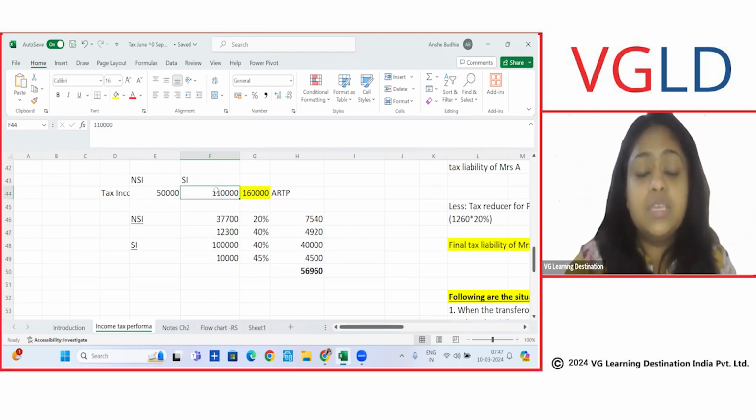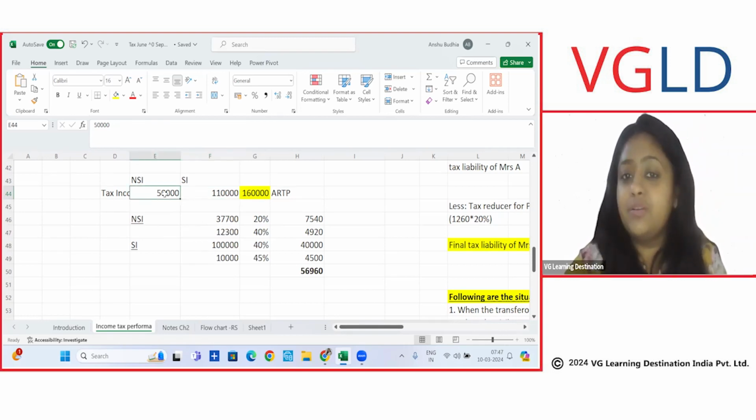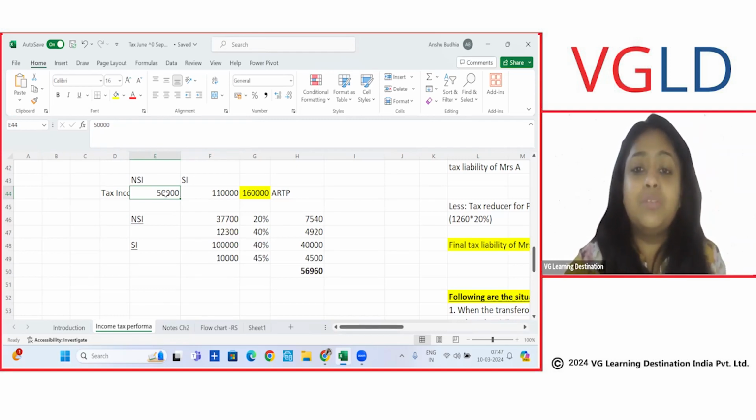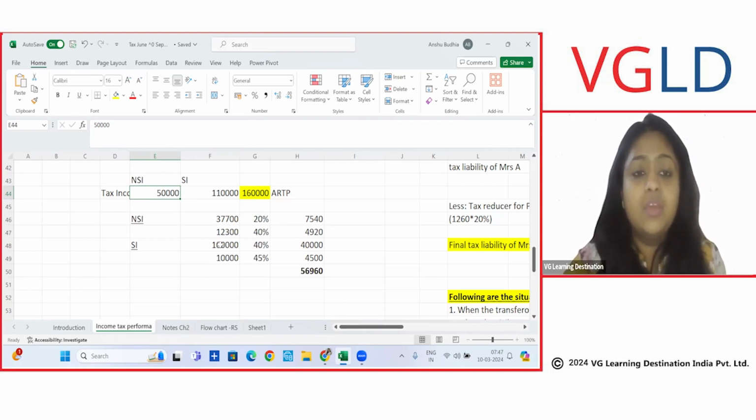So savings income is 110,000. We know starting nil rate band is not available since NSI is more than 5,000. We know that based on the category of the taxpayer, savings nil rate band is also not available. So fully savings income will be subject to the taxes. Now, 12,300, just a moment.